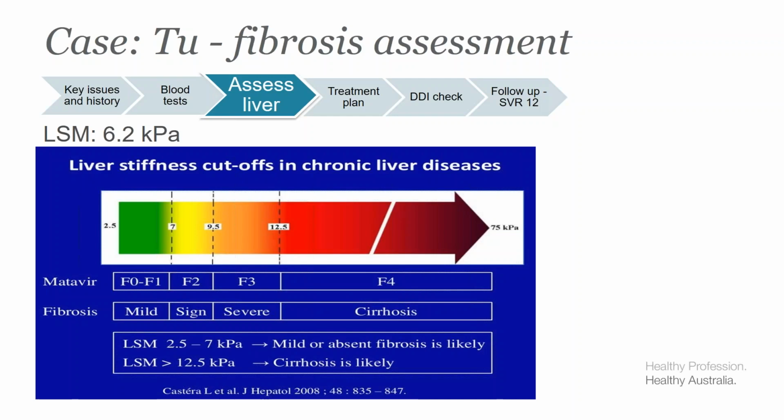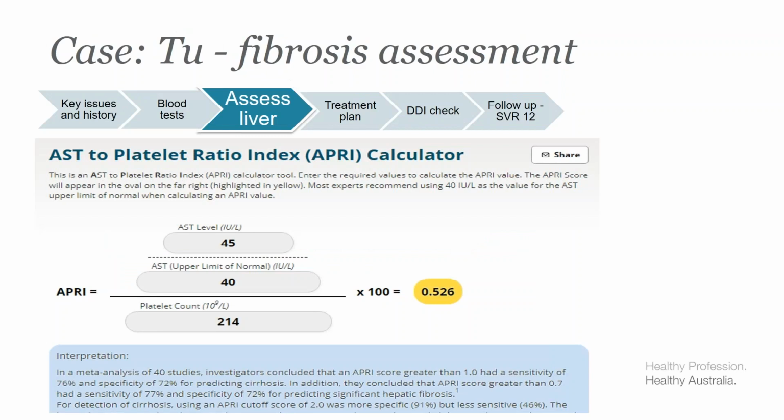And we know we're going to use our calculator for the APRI. We've got a score there of 0.526, less than 1. So again, very reassuring that there is no cirrhosis. So we've examined her, we've checked the bloods, we've done the fibrosis assessment.